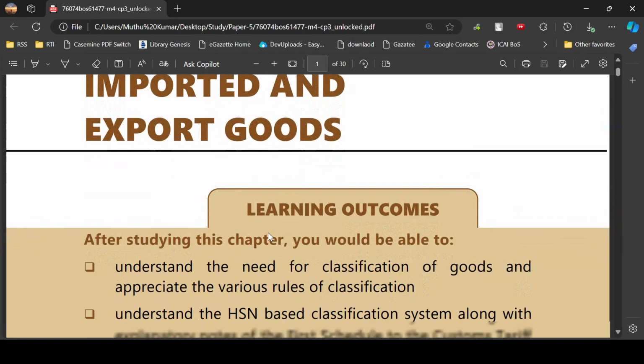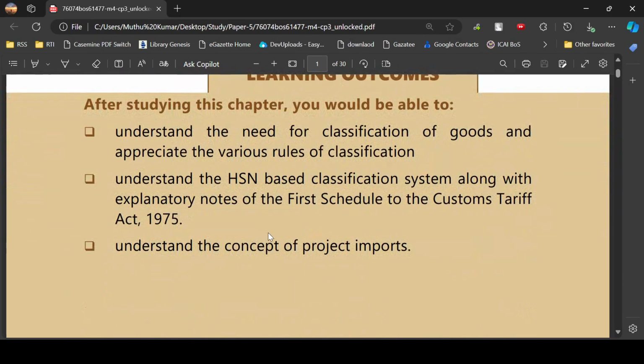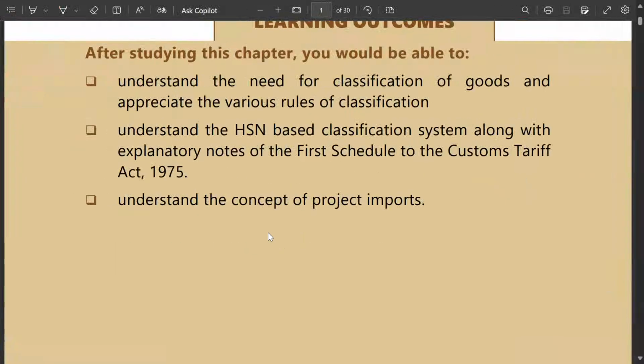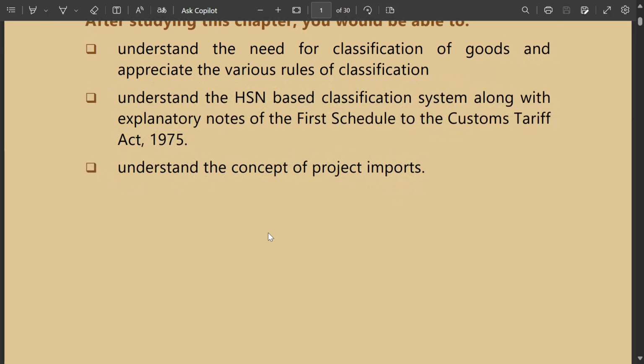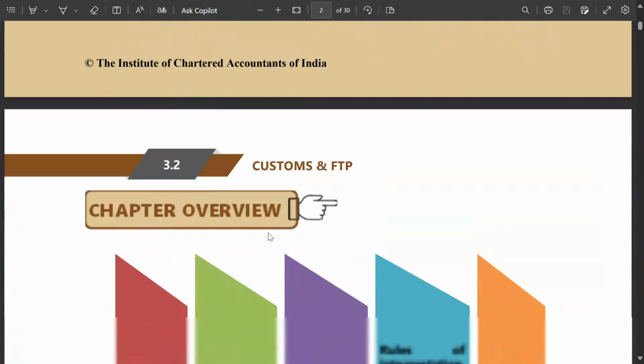So, import and export of goods. After studying this chapter, you will be able to understand the need of classifying goods and the various rules of classification, understand the HSN classification system along with the first schedule of the Customs Tariff Act 1975, and understand the concept of project import.